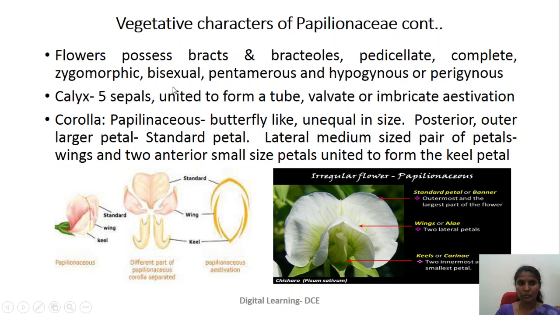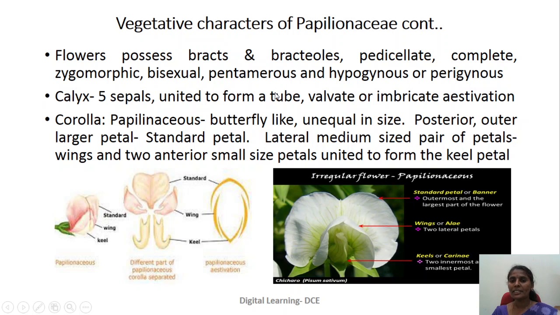Coming to the flowers, they possess bracts and bracteoles. They are also provided with a stalk, hence the flowers are pedicellate in nature and they are complete. A complete flower means it possesses all the floral whorls: calyx, corolla, androecium and gynoecium. Usually the papilionaceous flowers are zygomorphic, that means irregular, and bisexual, since they are provided with both sex organs, androecium and gynoecium. The flowers of Papilionaceae are bisexual in nature.